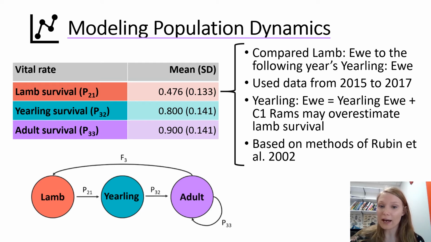I should note that when we calculated this yearling to ewe ratio, I included yearling ewes from the survey data as well as C1 rams. So this could be an overestimate of lamb survival, but unfortunately that's the best data that we have. And using this method, it did nicely match the estimate of lamb survival used in Rubin's population model, which was 50%, and here we had a survival value of 47%, which is quite similar.